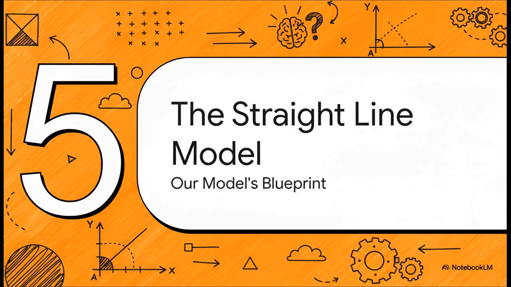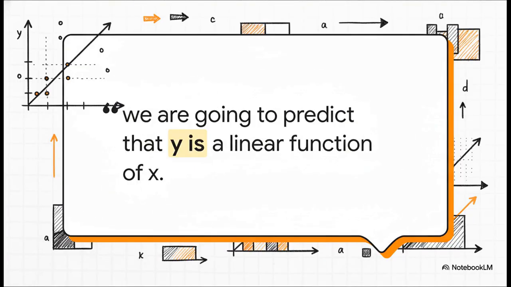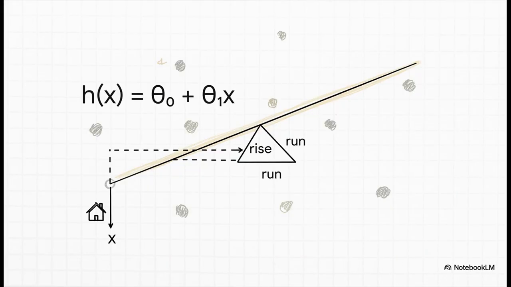Okay, we have this process now that creates this hypothesis function. But what does our h actually look like under the hood? What's the mathematical blueprint it's using to make these predictions? For this very first super simple model, we're going to make one big assumption. We're going to assume that the price, y, is a straight line function of the size x. This is the exact same idea we had when we just drew that line through the data by hand a few minutes ago.